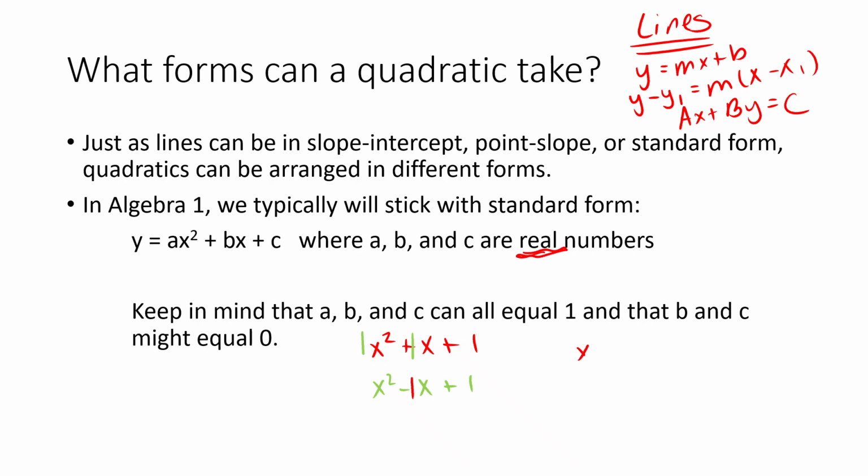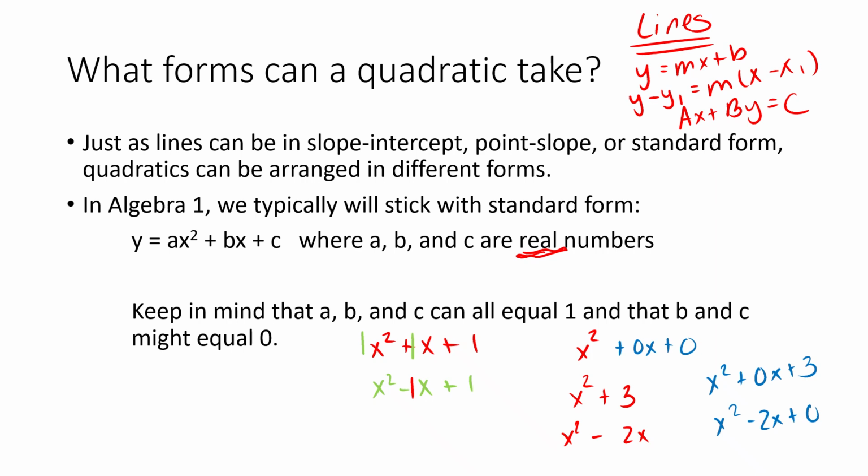So if you just saw the x squared and nothing else, it could mean that it was x squared plus 0x plus 0, or you might see x squared plus 3, which would be from x squared plus 0x plus 3, or, and I think we looked at this before, you could see x squared minus 2x, and that would come from x squared minus 2x plus 0. So the b and the c values might be 0.